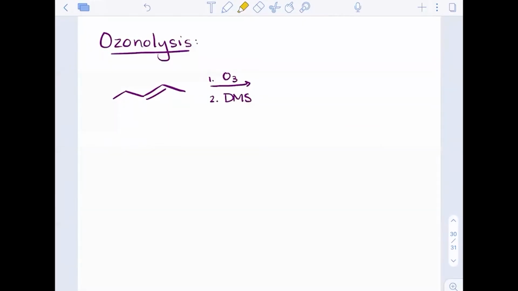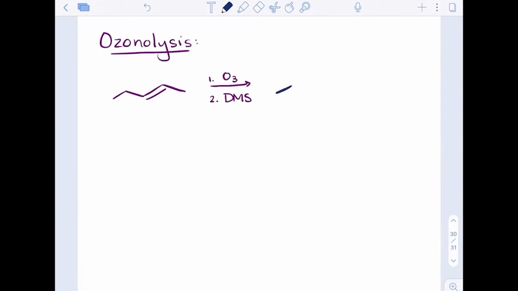Last reaction is ozonolysis. I know we've moved really fast on these last couple ones, but that's because for these last ones, we don't have too much of a mechanism. It's more of a reagents and a predict-the-product style question. For ozonolysis, what's really important to note is that ozone, O3, is highly reactive and it breaks not only the pi bond, but also the sigma bond in these reactions.